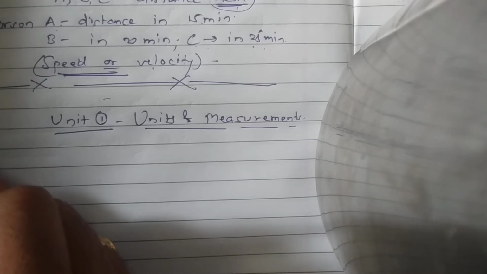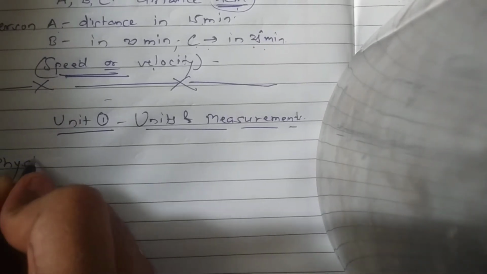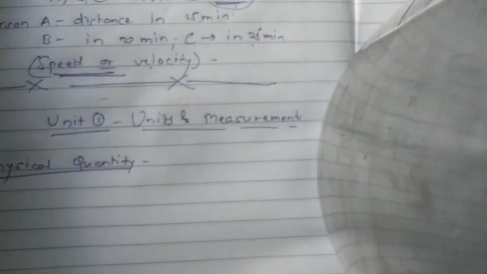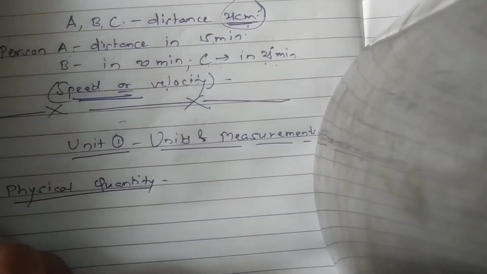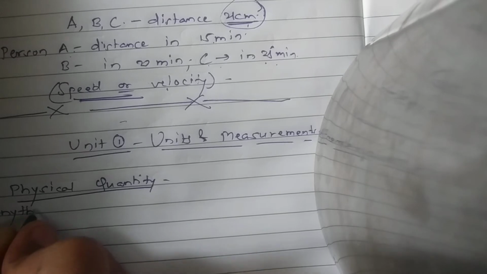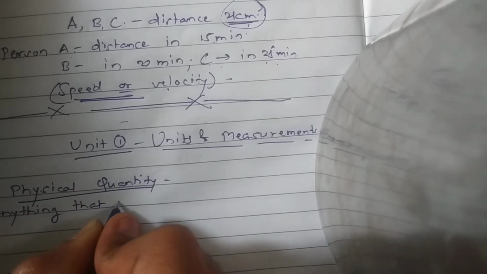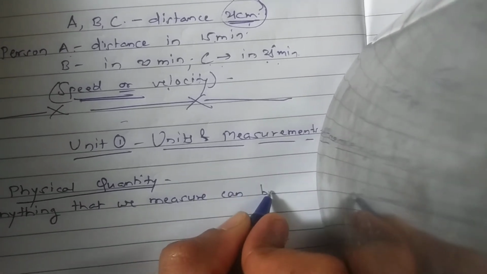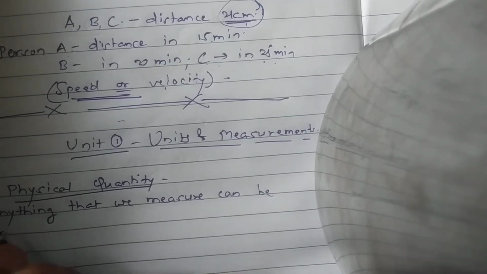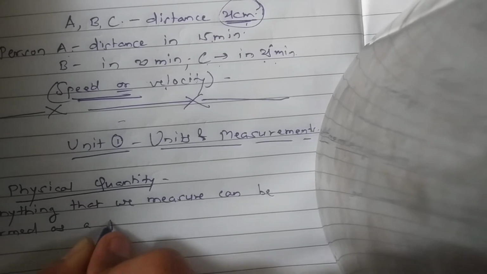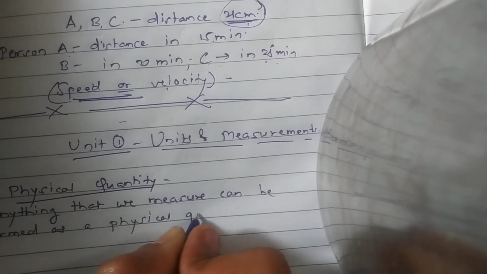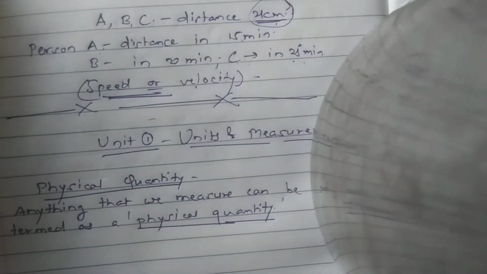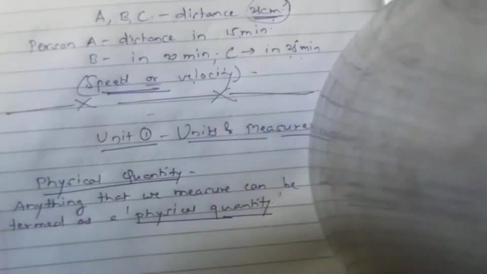So basically, what is a physical quantity? So what is a physical quantity to start with? Okay. So physical quantity means what? Anything that we measure can be termed as a physical quantity. I'll just explain it. Yeah. So just to say, anything that we measure can be termed as a physical quantity, whatever we measure.